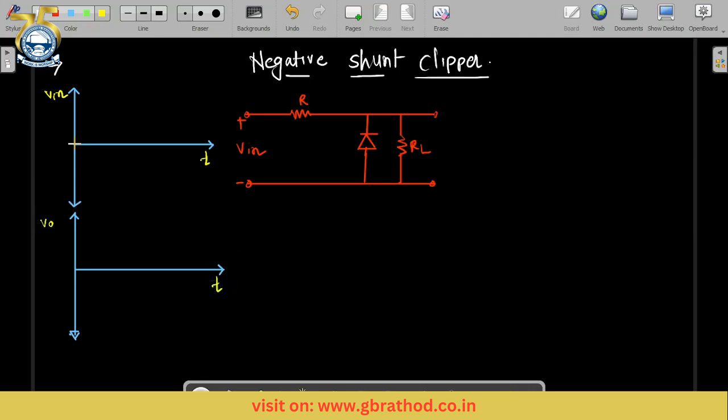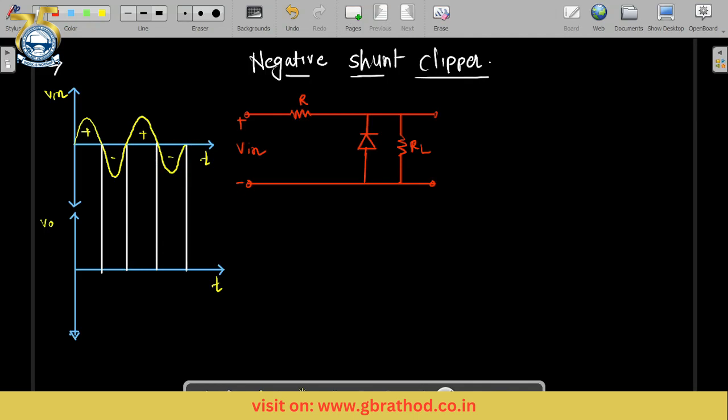I'm drawing the signal. This is a sinusoidal input signal. The positive half, negative half, positive, negative. Let me draw the proper alignment. This is for the positive half, this is for the negative half, positive half, and this is for the negative half. Now once again I'm going to give the notations. Suppose this is T1 time, T2 time, likewise over here T1 and T2.